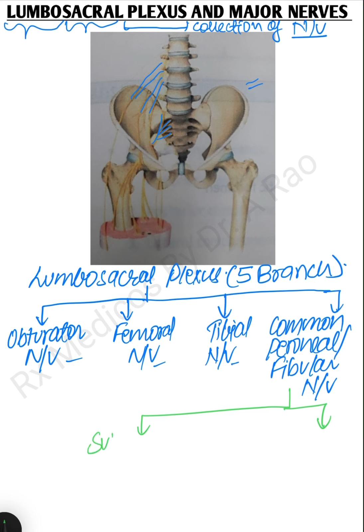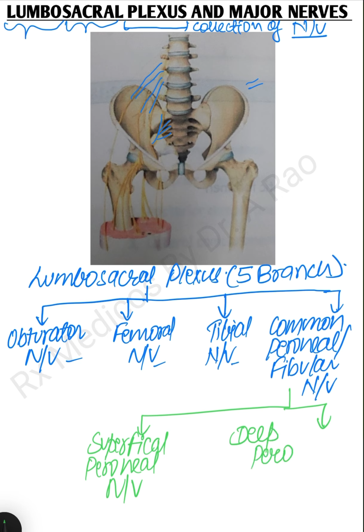The first one is the superficial peroneal nerve, or we can also say the superficial fibular nerve, and the second one is the deep peroneal nerve. So basically these are the 5 nerves, with the fourth divided into two parts. They are collectively the major nerves of the lumbosacral plexus that supply all the parts of the lower limb, whether we talk about the thigh, leg or the foot region. Now we are going to discuss the origin, the root value from where all these 5 major nerves arise.